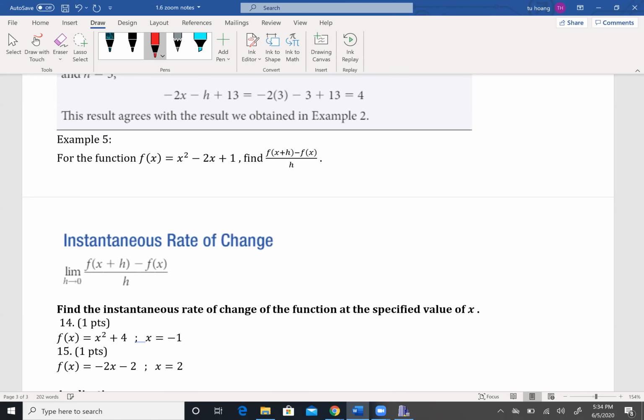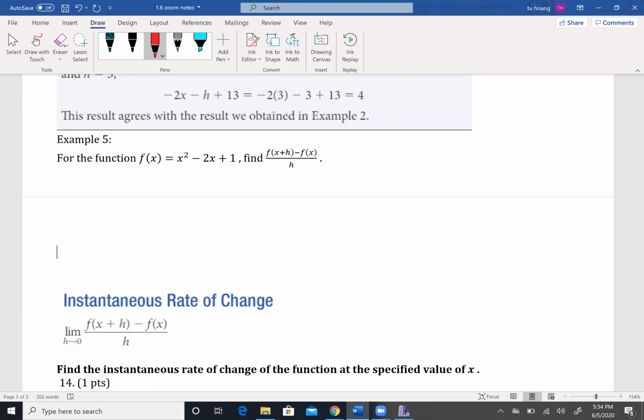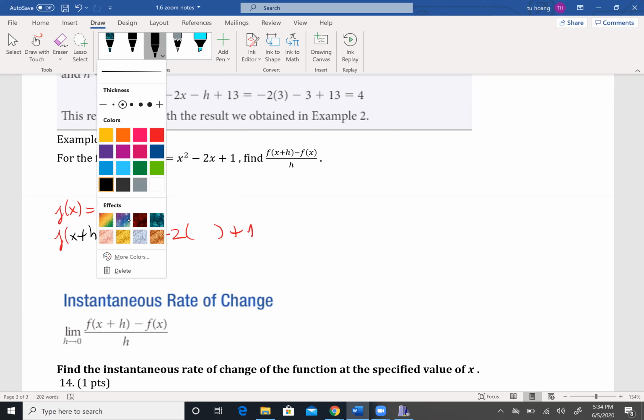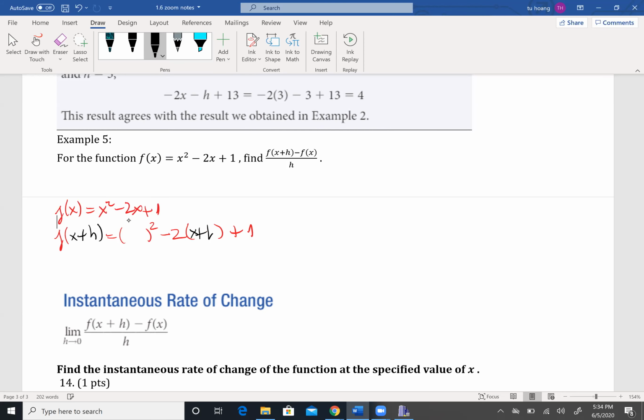Firstly, I'm going to write f(x) down here equal to x squared minus 2x plus 1, and then I will write out f(x + h), because I want it later equal to something squared minus 2 times something, plus 1. And what is the something? That is the input, x plus h.